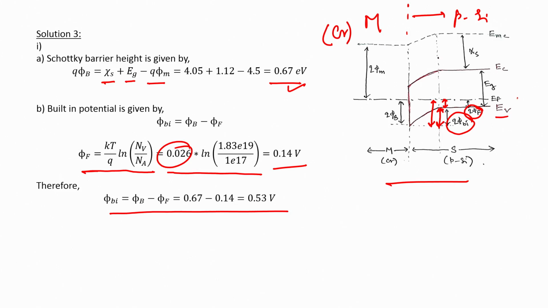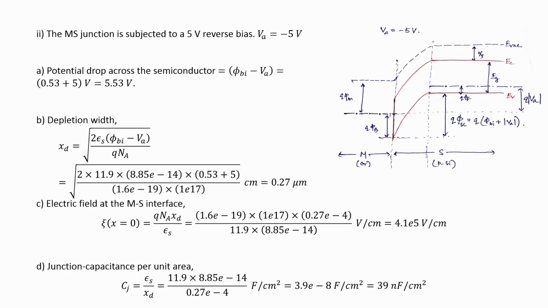This semiconductor is at a lower potential, so its Fermi level will rise. There will be a separation between the metal Fermi level and the semiconductor Fermi level, and this separation is given by the amount of the applied bias. So q times the magnitude of Va is the separation between these two Fermi levels. The result is more band bending, because the Schottky barrier height cannot change.